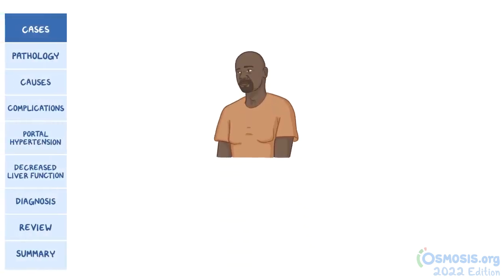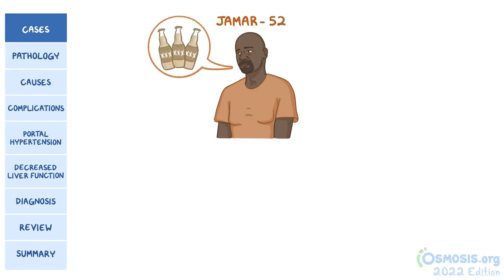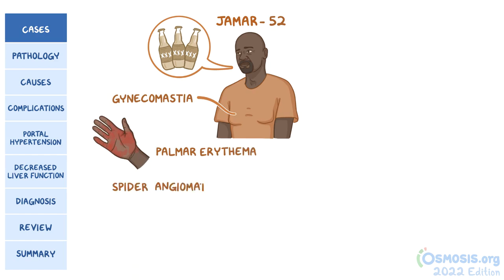At the family medicine clinic, a 52-year-old male immigrant from Africa named Jamar came in for a checkup for the first time in a decade. On questioning, he admits to an extensive history of alcohol abuse. Physical examination reveals gynecomastia, palmar erythema, and spider angiomata, as well as a palpable spleen.